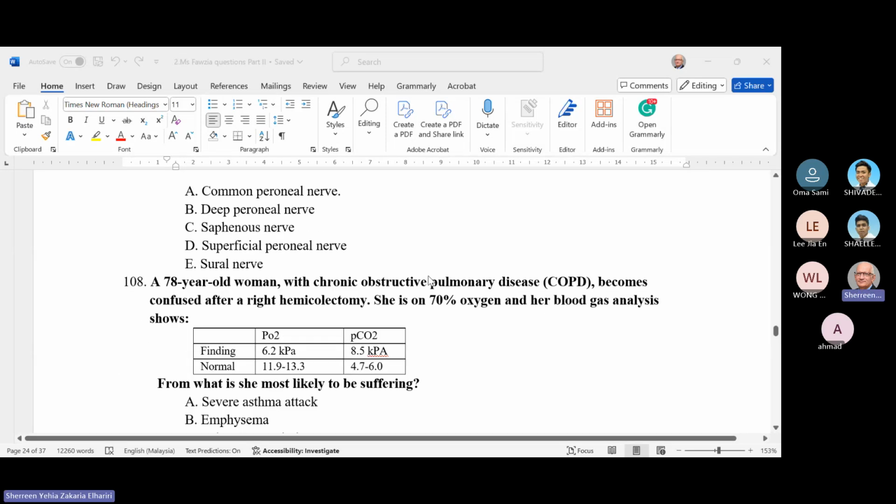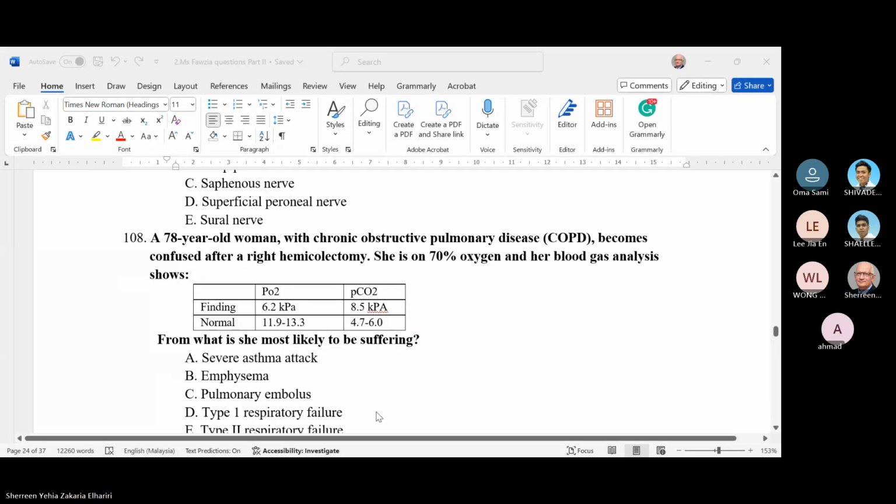Next question. A 78 years old woman with chronic obstructive airway disease. Once you find obstructive airway, put in your mind respiratory acidosis and all this. She becomes confused after right hemicolectomy, on 70% oxygen. Arterial blood gases: PO2 low, PCO2 high. So what is most likely? What does this patient have?